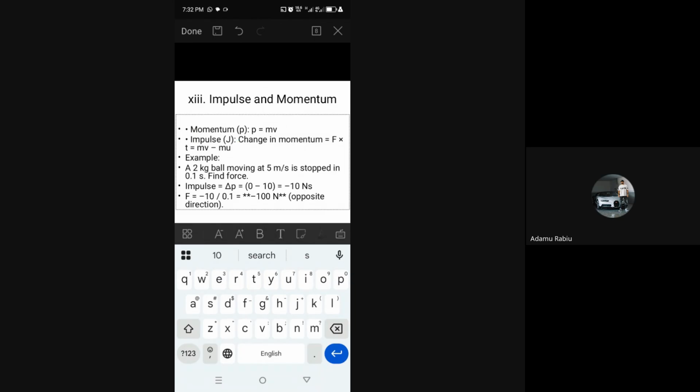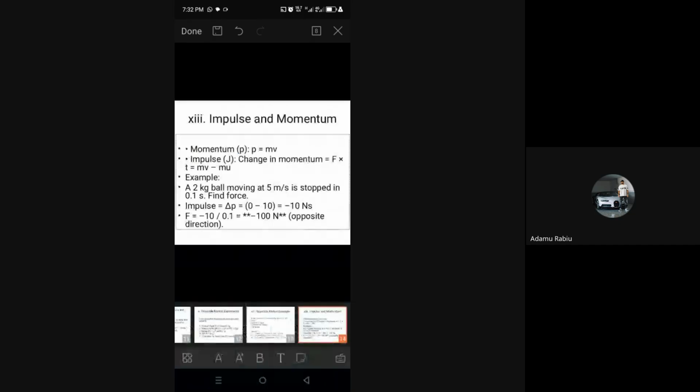You can use force times time depending on what you are given in the question, or you can use change in momentum. Change in momentum is mv, which means there is a change in velocity. If there's a change in velocity, of course, there will be a change in momentum. mv minus mu. The mass remains the same. It's just the velocity that changes. We'll see that very soon.